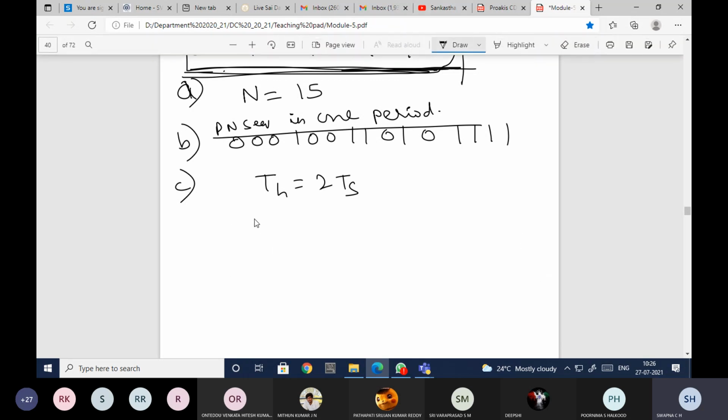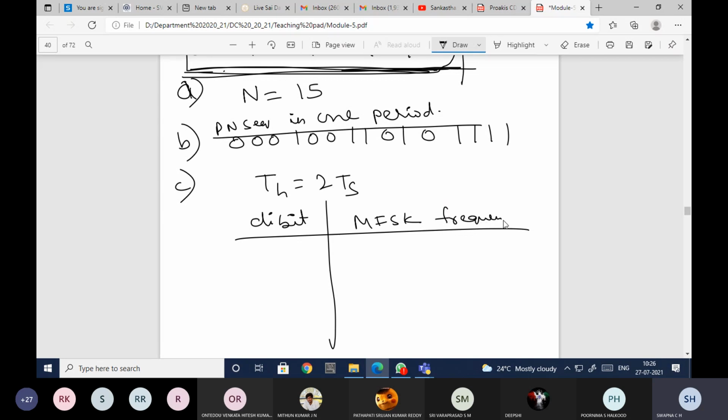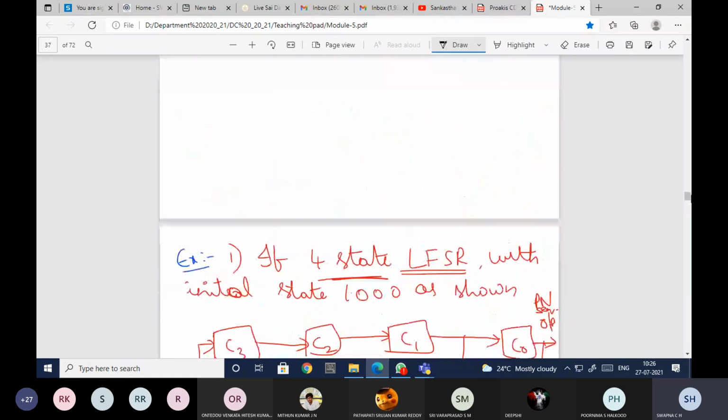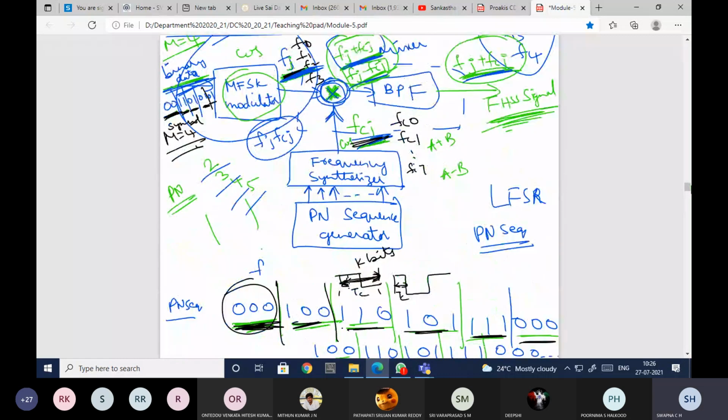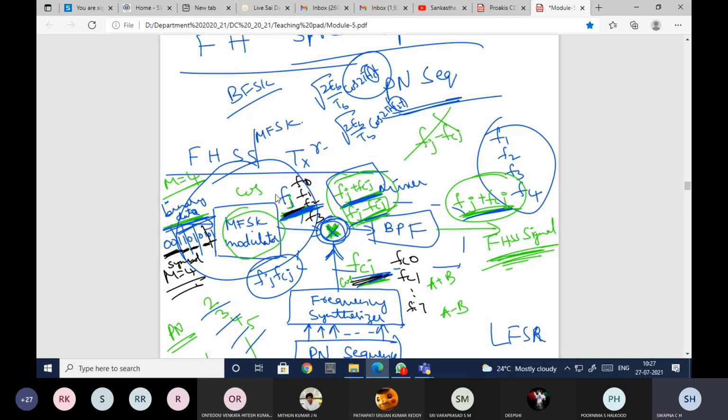As I've already mentioned, you have two bits going into the MFSK transmitter. MFSK frequency: 00 I'll assign as F0, 01 as F1, 10 as F2, 11 as F3. This is the output. If you take the transmitter first, the data you're giving goes to the MFSK modulator. So from the MFSK modulator I'll get 4 frequencies: F0, F1, F2, F3.